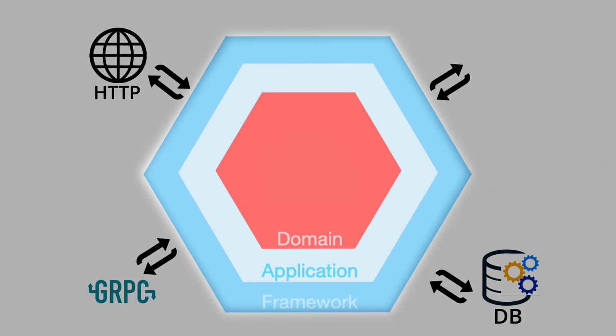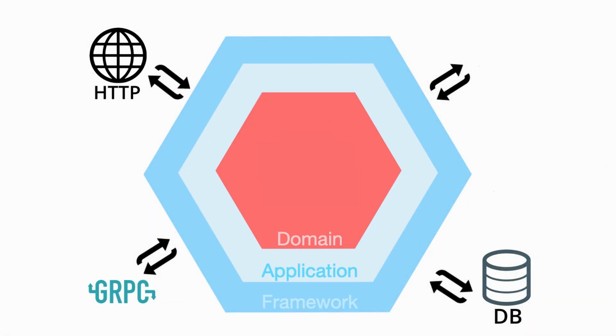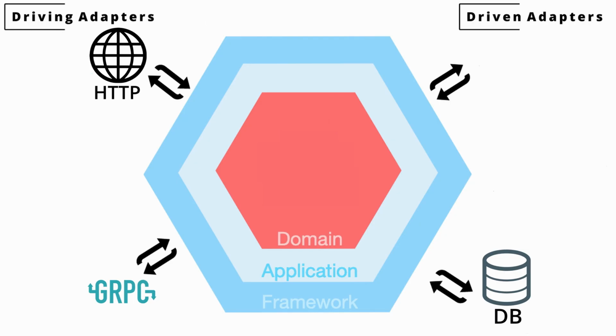For example, our application queries a database, which means our application is driving the database to do something. This means that our adapters can be separated into two categories, driving adapters and driven adapters. These two categories are also sometimes called primary adapters and secondary adapters respectively, but they both mean the same thing, so just pick a naming convention that you like and go with it.